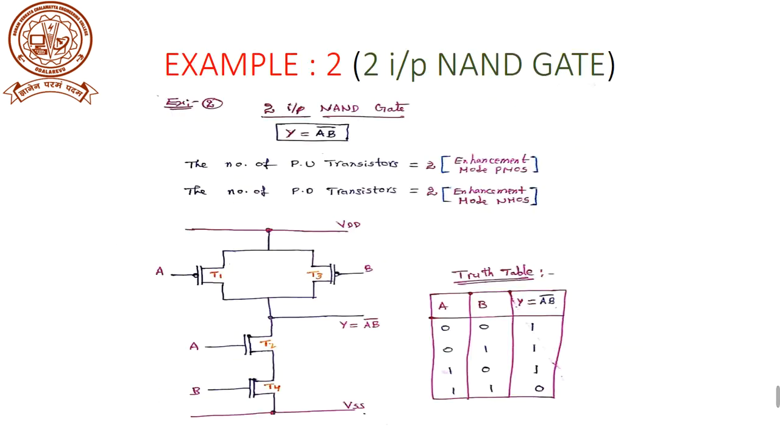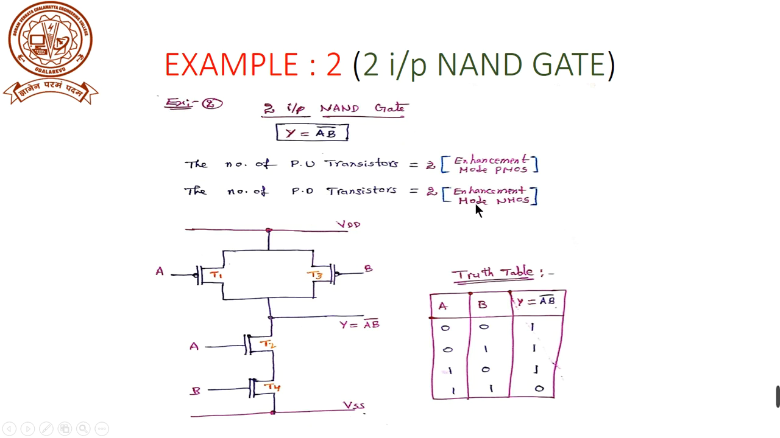Now we can go with one more example, the two input NAND gate. This is the Boolean expression for the NAND gate: y is equal to AB whole bar. That means we have two input variables, A and B. First we have to decide how many pull up and pull down transistors are needed. The number of pull up transistors should be 2, and they must be enhancement mode CMOS transistors. The number of pull down transistors is also the same.